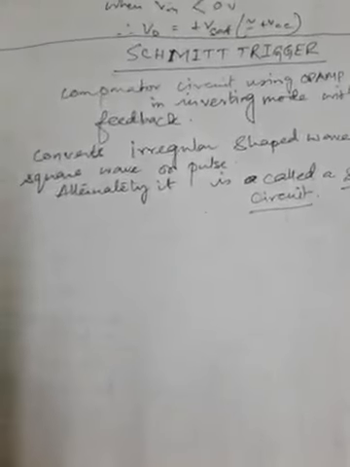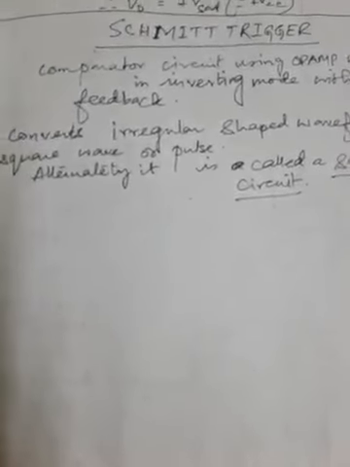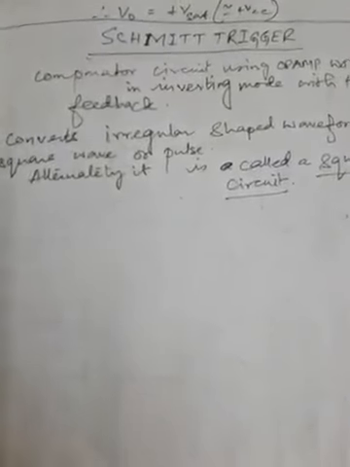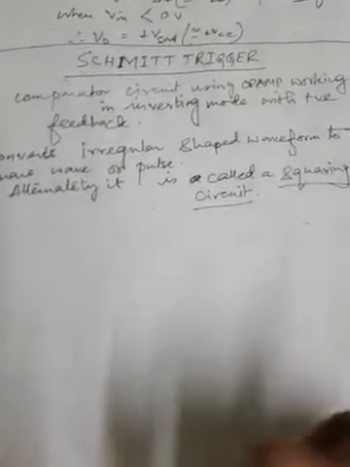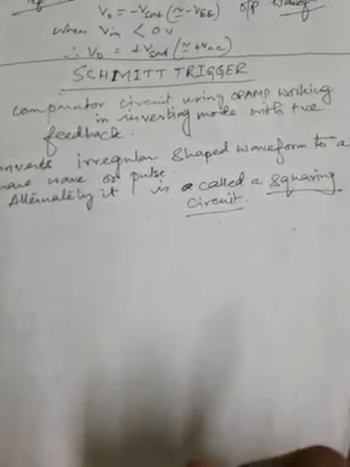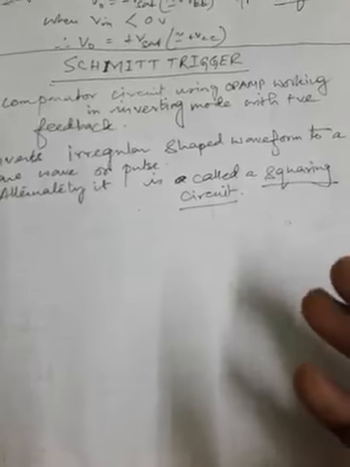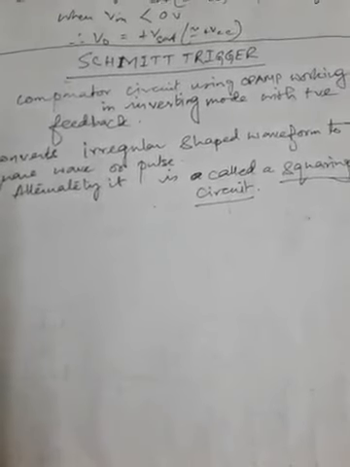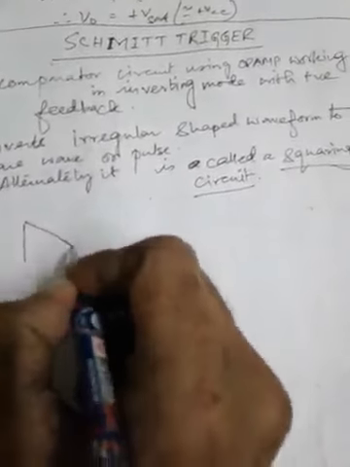Now the input voltage applied as Vin will trigger. That means it will change the state of the output VO every time it exceeds certain voltage levels, which are called threshold voltages. And there are two types of threshold voltages. One is VUT, upper threshold voltage, and VLT, lower threshold voltage. So let us first draw the circuit diagram to explain it more clearly.